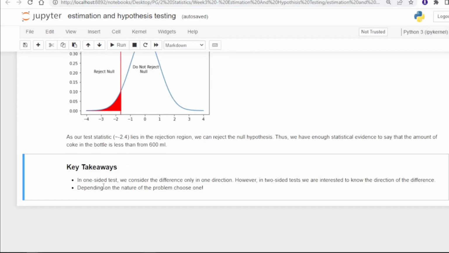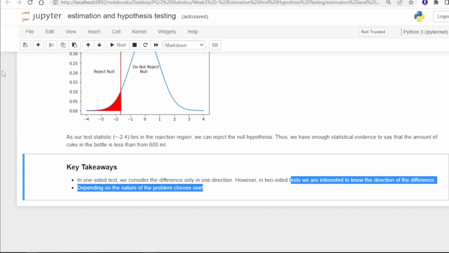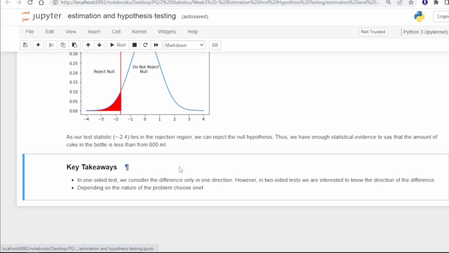So in a one-sided test we consider the difference only in one direction. However, in a two-sided test we are interested in knowing the difference in either direction. So depending on the nature of the problem, we choose accordingly.